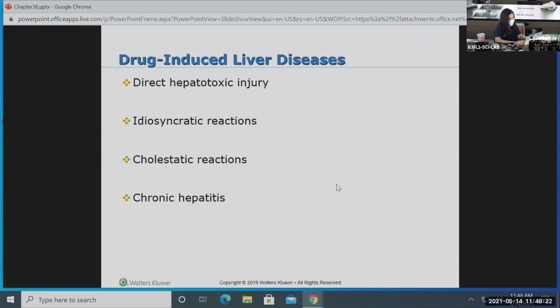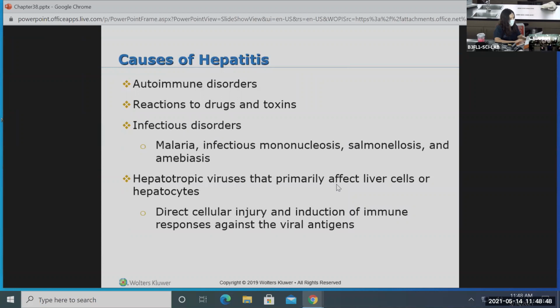Now, the drug-induced liver diseases, number one is direct hepatotoxic injury. Some people they do, some people they don't. We call them idiosyncratic reactions. Sometimes it's called cholestatic reactions, which cause obstruction of the flow of bile, or suffering from chronic hepatitis. Causes of hepatitis: it is the inflammation of the liver that is called hepatitis. Maybe autoimmune disorders, most common is the viral.